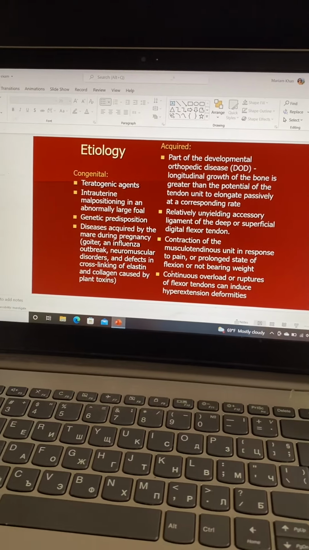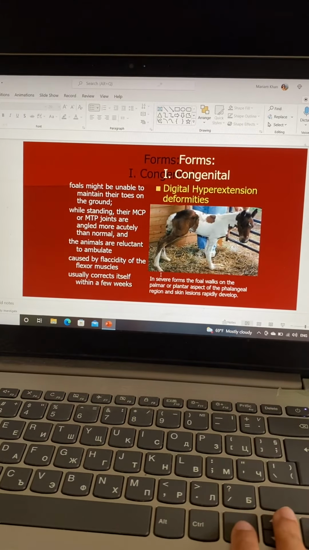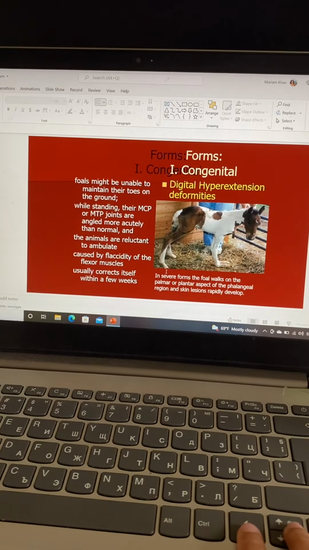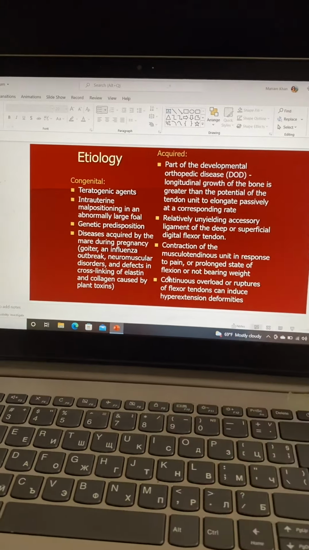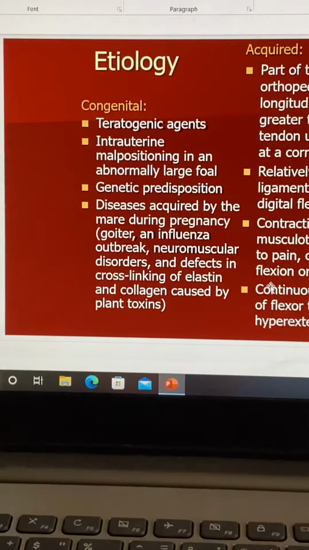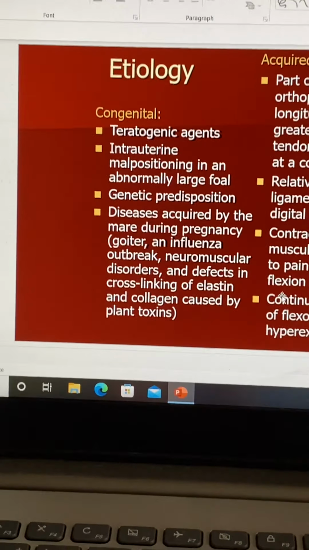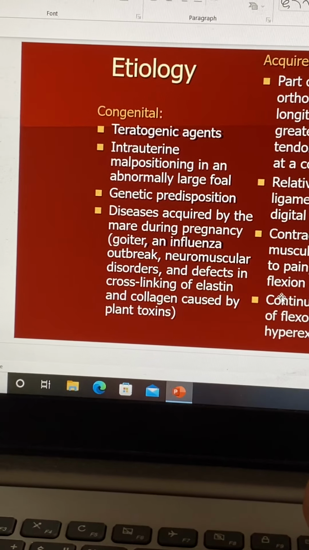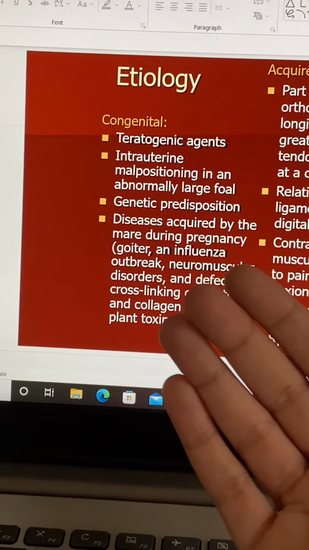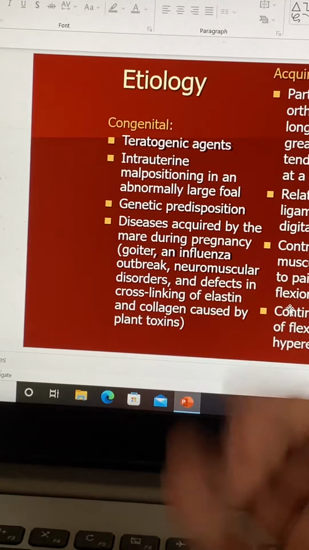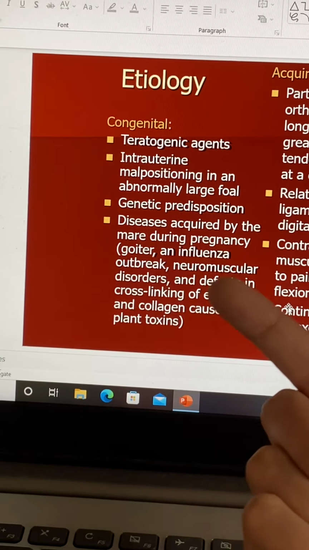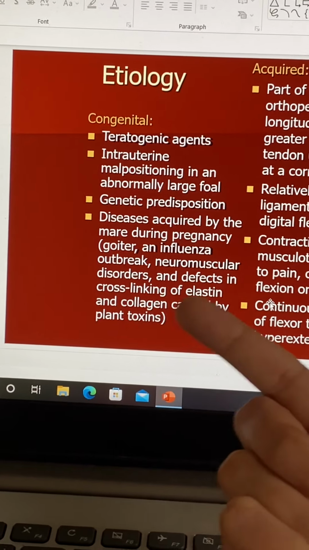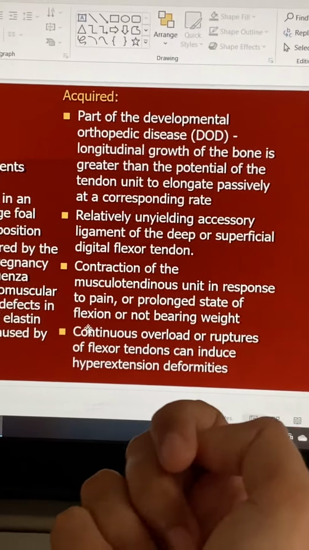So how is it caused? Well, there are congenital and acquired causes. We'll go into it afterwards. The congenital forms: teratogenic agents, so things that affect fetuses, intrauterine malpositioning in large foals, genetic issues, diseases from the mare such as thyroid issues like a goiter, influenza, neuromuscular disorders, and issues with collagen and elastin caused by plant toxins.